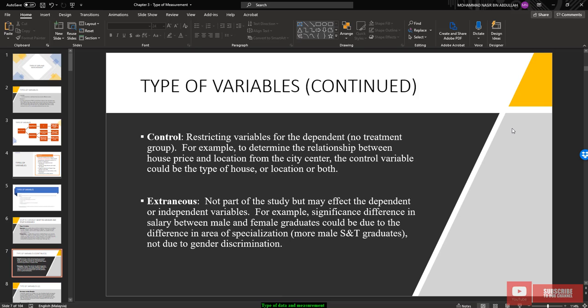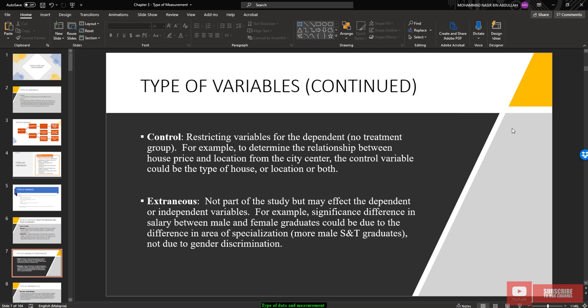So the control is playing an important role to make a comparison, or if you are doing an exploratory study, for example, let's say you want to find a risk factor on a certain disease, so you might have a control group and a treatment group, right? So another variable is extraneous variable. It's not part of the study, but it might affect the dependent or independent variables.